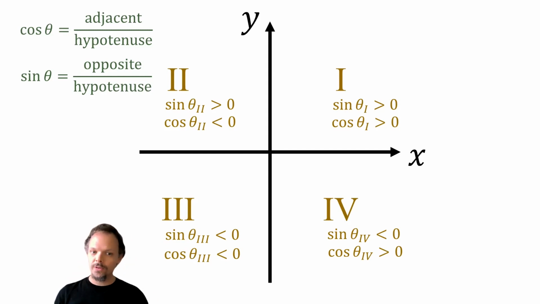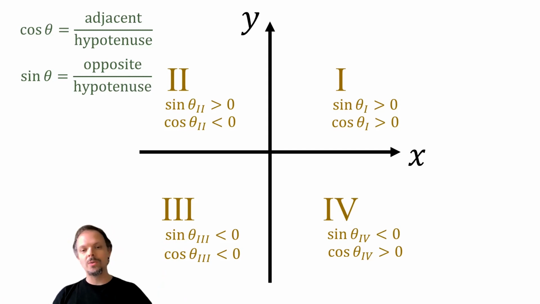Now, this is only for angles that are measured counterclockwise from the positive x-axis. If you measure your angles in some other way, you might get different values, but this is what happens when you measure your angle in the usual way.